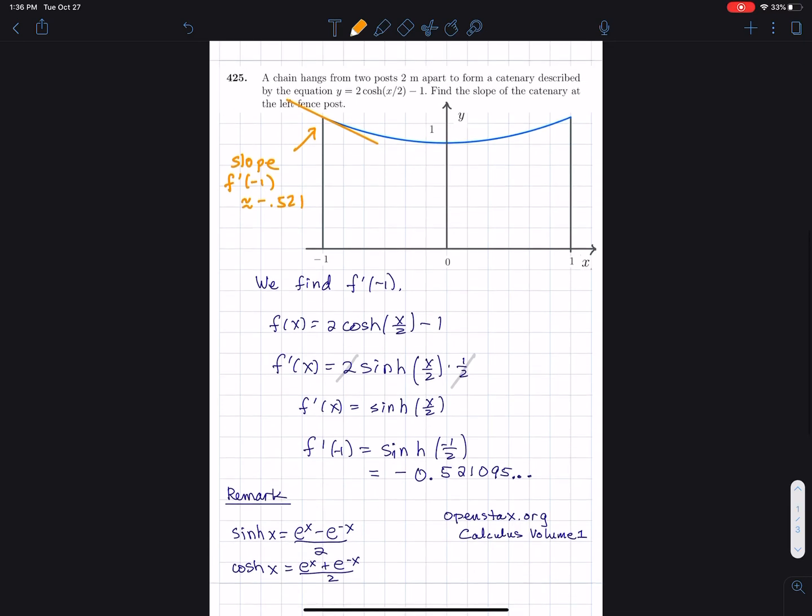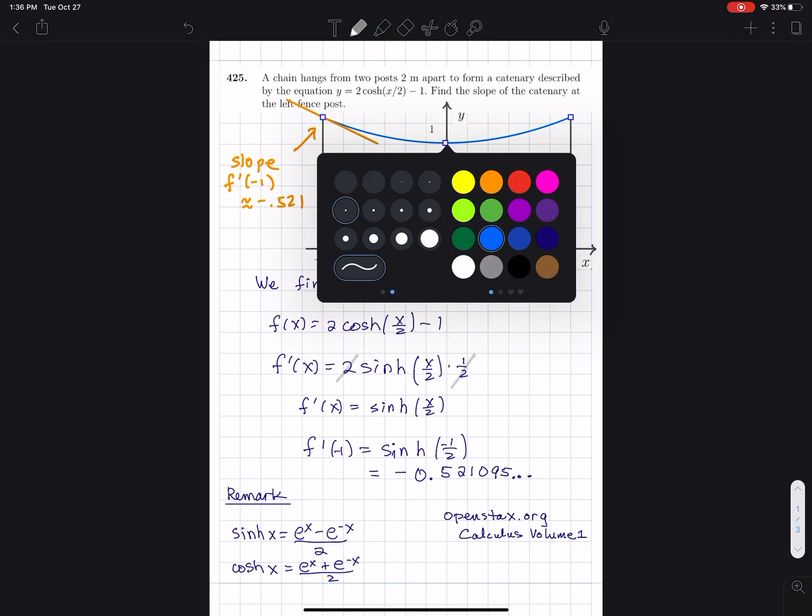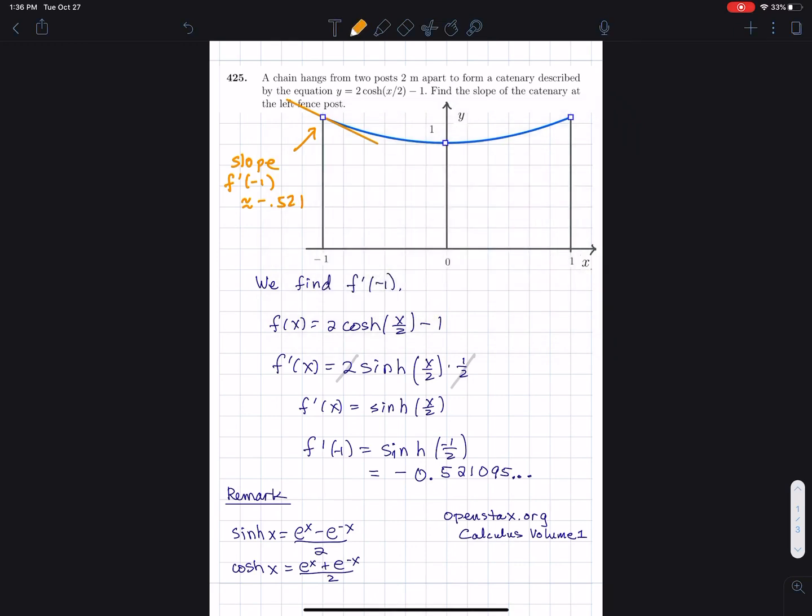So that's the answer. I think the most interesting thing about this is simply the fact that a chain hanging between two posts might look sort of like a semicircle or maybe like a parabola, but it turns out that what it is is called a catenary, and a catenary is given by an equation as shown in this case, y equals 2 hyperbolic cosine x over 2 minus 1.